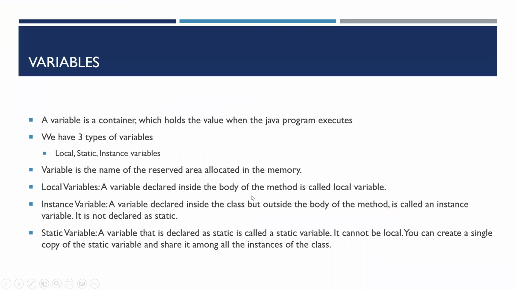A variable which is declared inside the body of a method is called a local variable. A variable declared inside the class but outside the body of the method is called an instance variable. It is not declared as static. If a variable is declared as static, then it is called a static variable and it cannot be local. These are the only three types of variables which will be used within our entire Java: local, static, and instance.